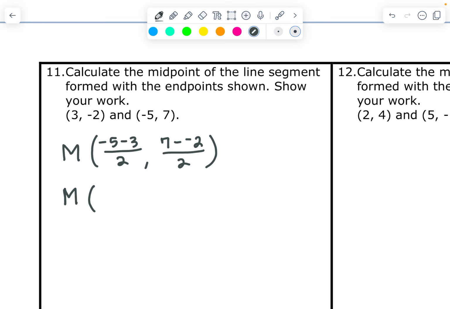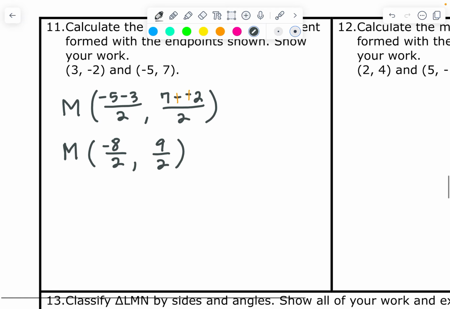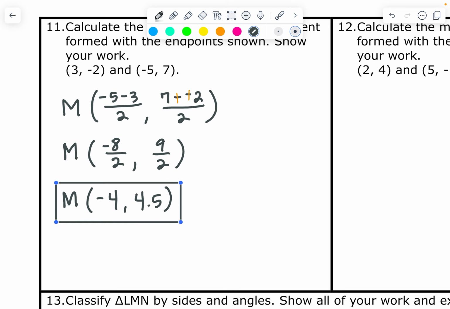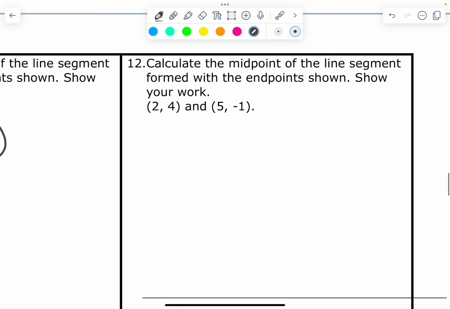So that's going to be -5 minus -3 is -8. Minus a negative is plus a positive. So that's going to be 9. And then if we simplify that further, that'll be -4 and 4.5. Go ahead and give it a shot for number 12.